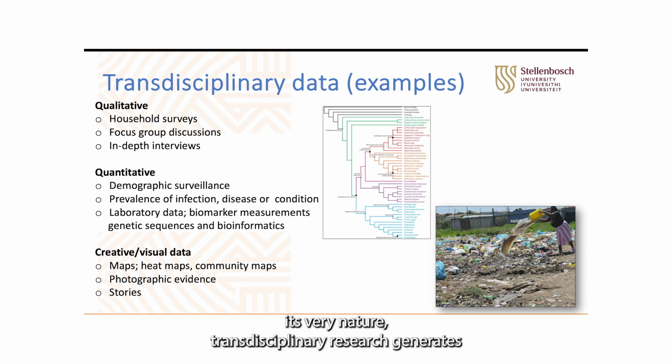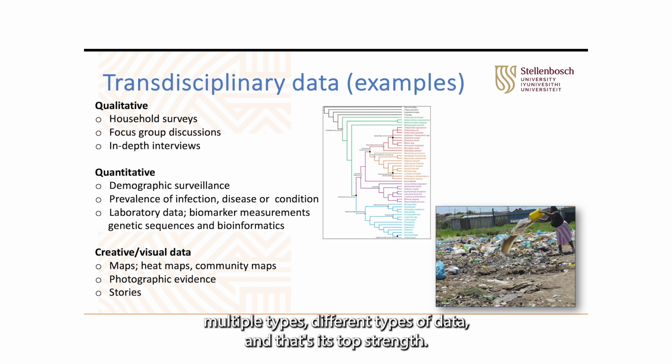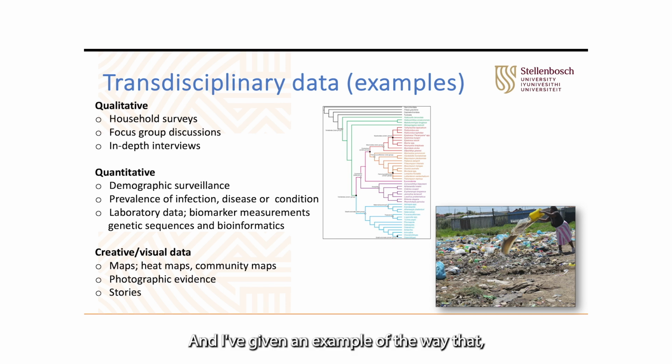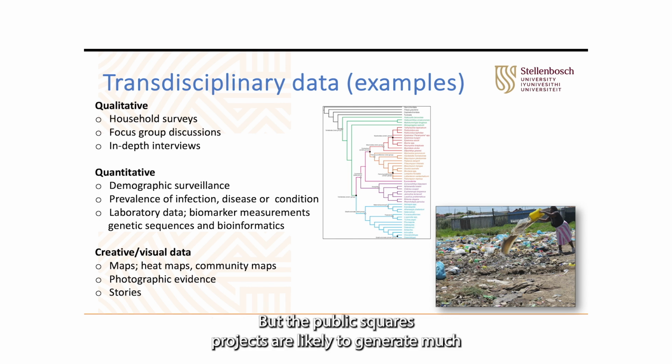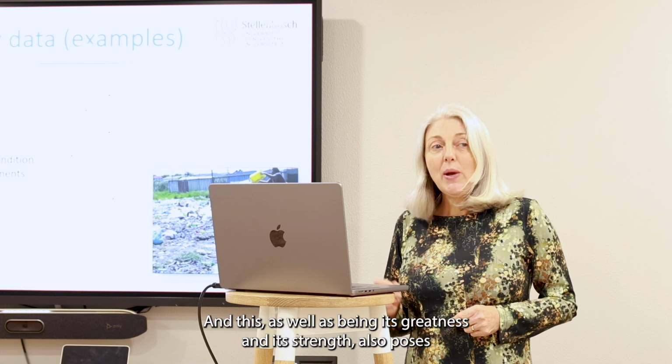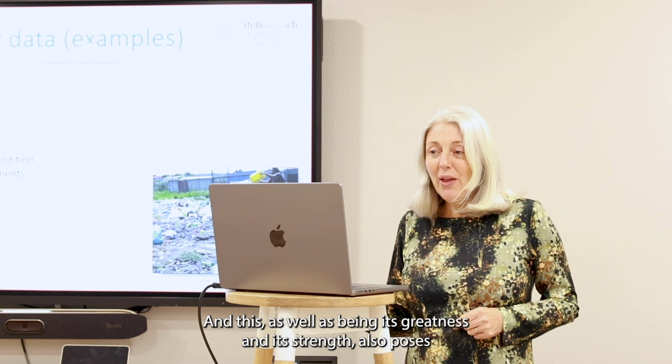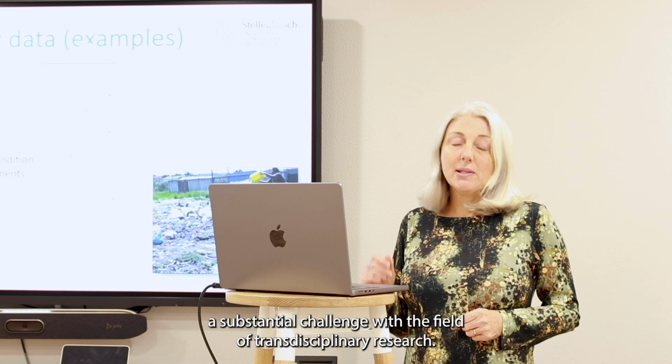So by its very nature, transdisciplinary research generates multiple, different types of data, and that's its top strength. This is what makes transdisciplinary research great. And I've given an example of the way that mixed methods data was presented in the Water and Fire Project, but the Public Squares projects are likely to generate much more diverse and complex data sets than the Water and Fire Project did.